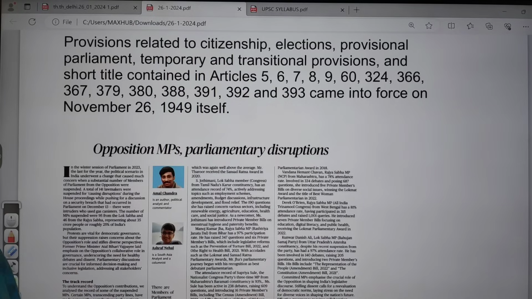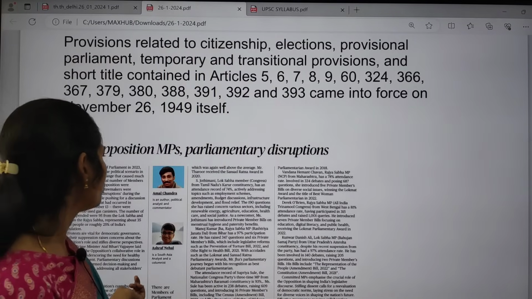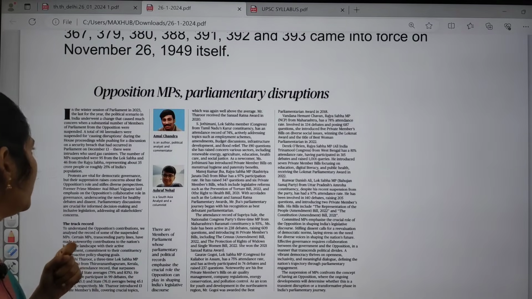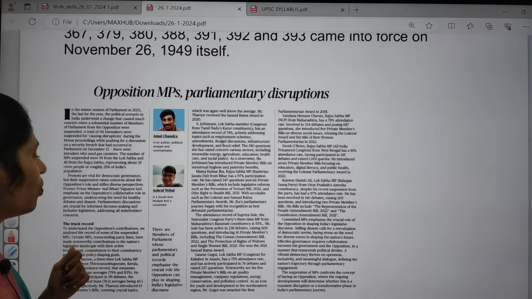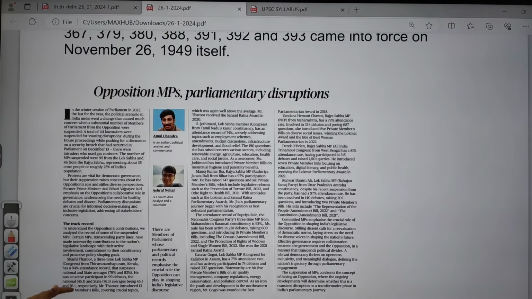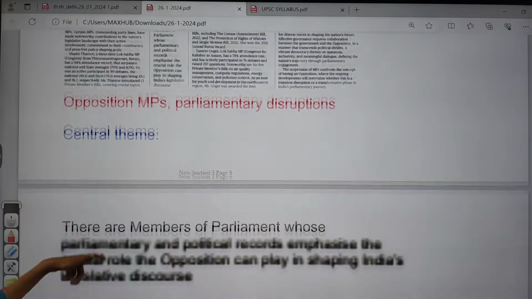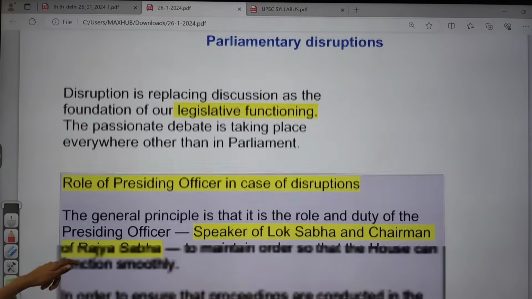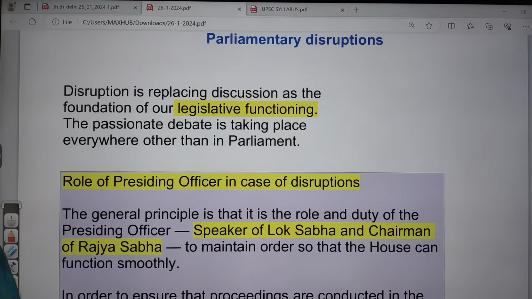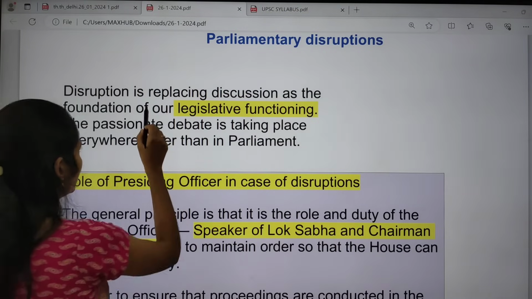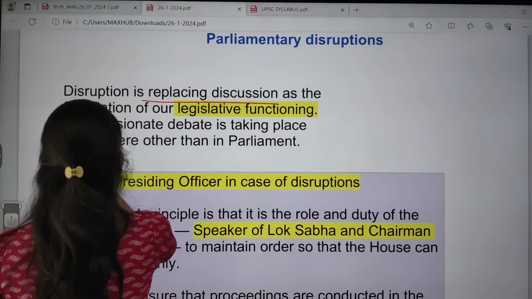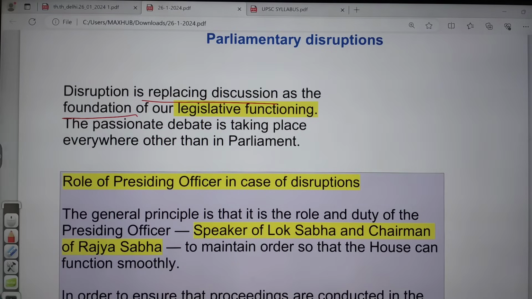It is regarding parliamentary disruptions. So as I said, in this 2023 winter session, 141 lawmakers were suspended because they were causing disruptions. So now let us try to understand the meaning of disruption. Disruption is nothing but replacing discussion as the foundation of our legislative functioning. So whenever a debate is going on and there are disturbances in the parliament, they are called parliamentary disruptions.